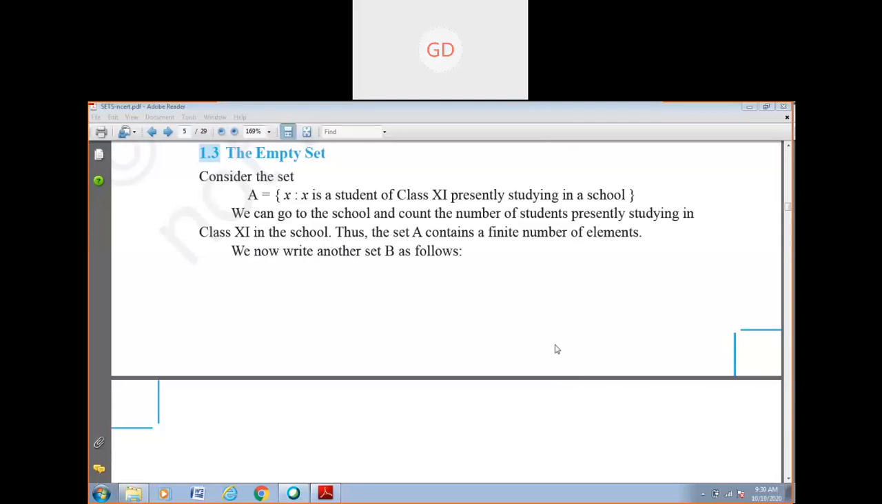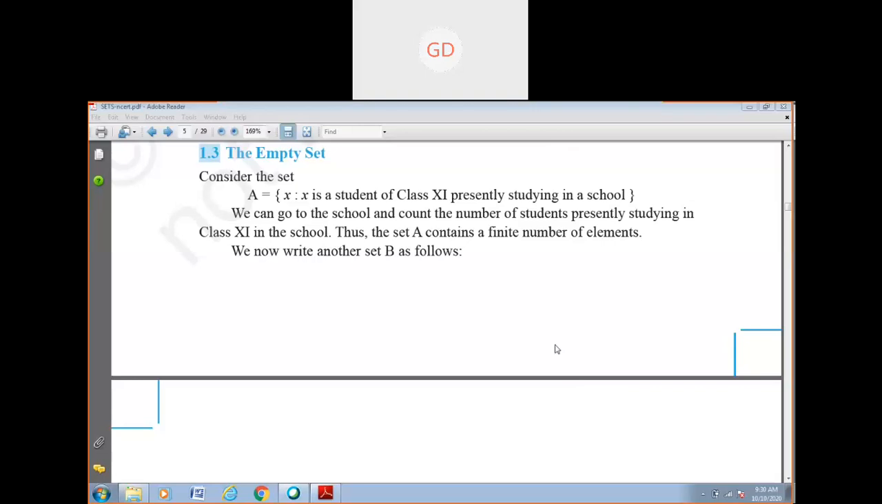Okay, as we discussed in the last class, we just started types of sets, which was followed by some numericals from an exercise. So first, it was discussed a little bit about the empty set, or null set, or void set.